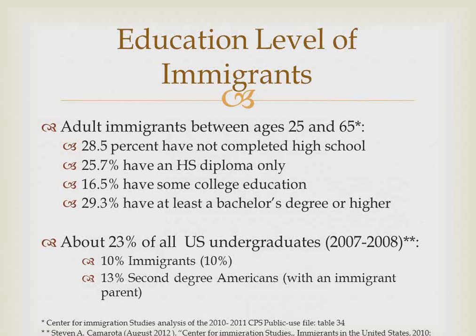About 23% of all undergraduates for the year 2007-2008 were composed of 10% immigrants and 30% second-generation Americans. That means they had at least one immigrant parent.